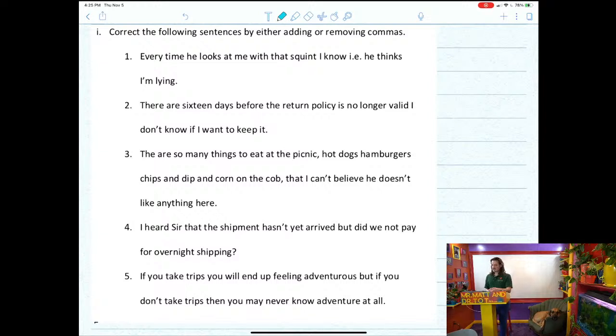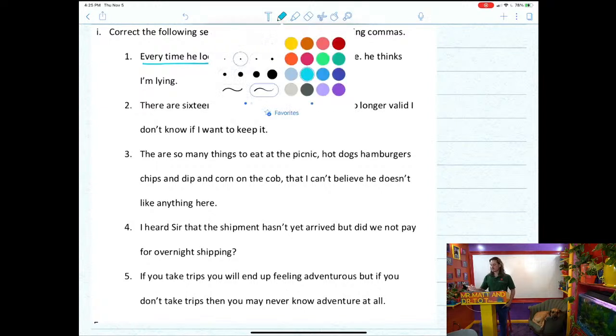Okay, so number one, every time he looks at me, oops, sorry. Every time he looks at me with that squint, I know. This is an interesting clause combination because notice every time he looks at me with that squint is a dependent clause. It's a rather long dependent clause, but if somebody came up to you and said, every time he looks at me with that squint, you're lacking what happens, right? Well, every time what? Every time he looks at you with the squint, what happens? So that's indicative of a dependent clause.